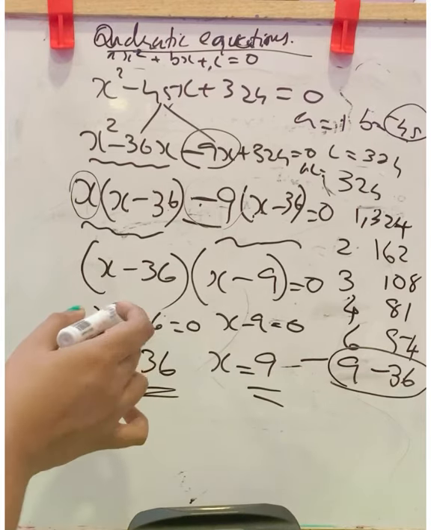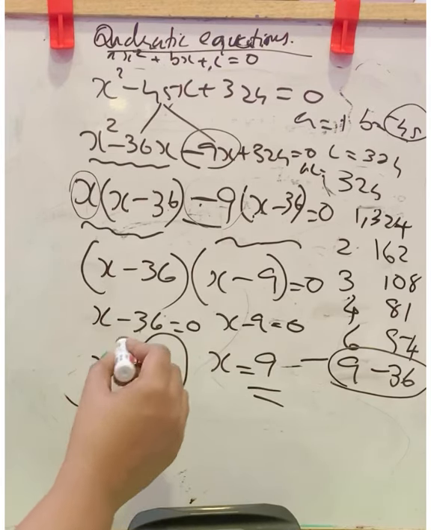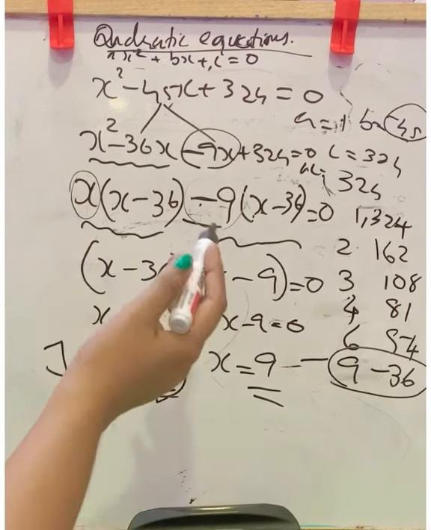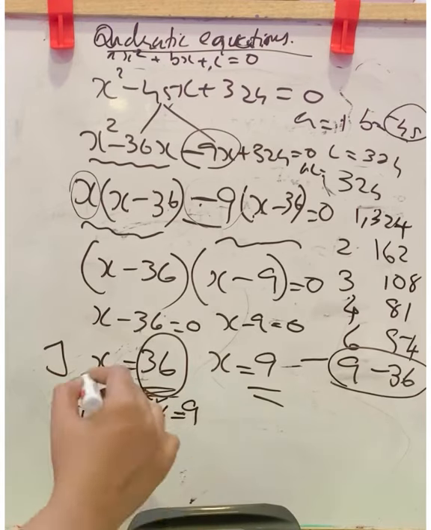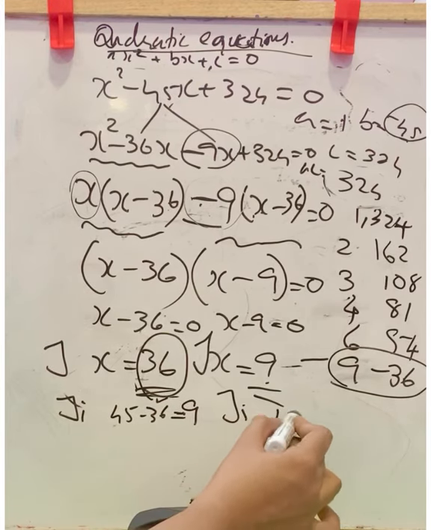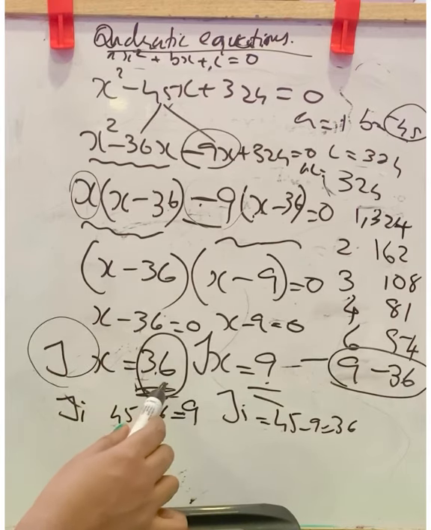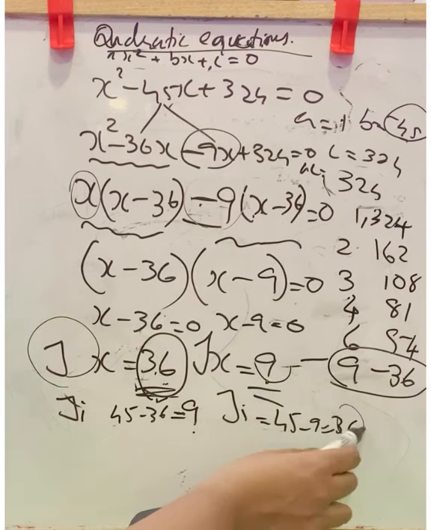So from the question, x was given as John's number of marbles. If John's number of marbles is 36, then Giovanni's will be 45 minus 36, that is 9. Now if John's marbles is 9, Giovanni's is 45 minus 9, that is 36. So either John has 36 marbles and Giovanni has 9, or John has 9 marbles and Giovanni has 36 marbles.